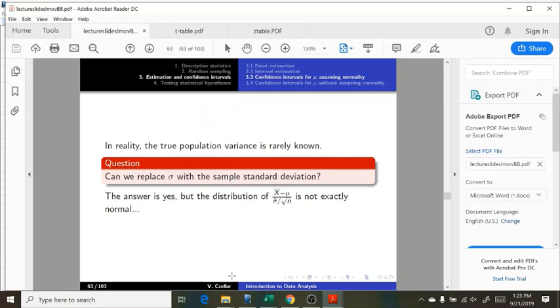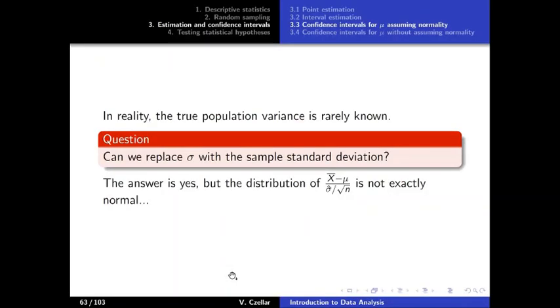Now let's do something more sophisticated. In reality, we never know sigma, so how to deal with this situation? Well, the problem is the following. I know that if I take the standardized random sample mean, with sigma, I know that this has a standard normal distribution. But is it really the case when I replace sigma by its estimator, if I put a hat on top of it?